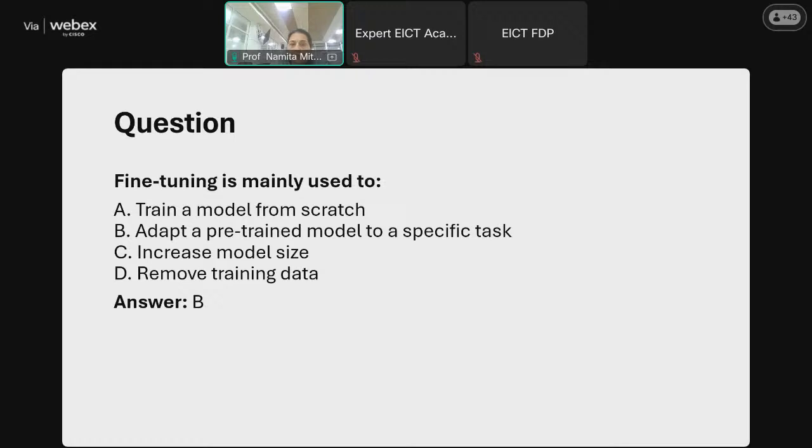So correct answer is B. Thank you for all who answered it. Ready for the next question? Please be ready for the next question.